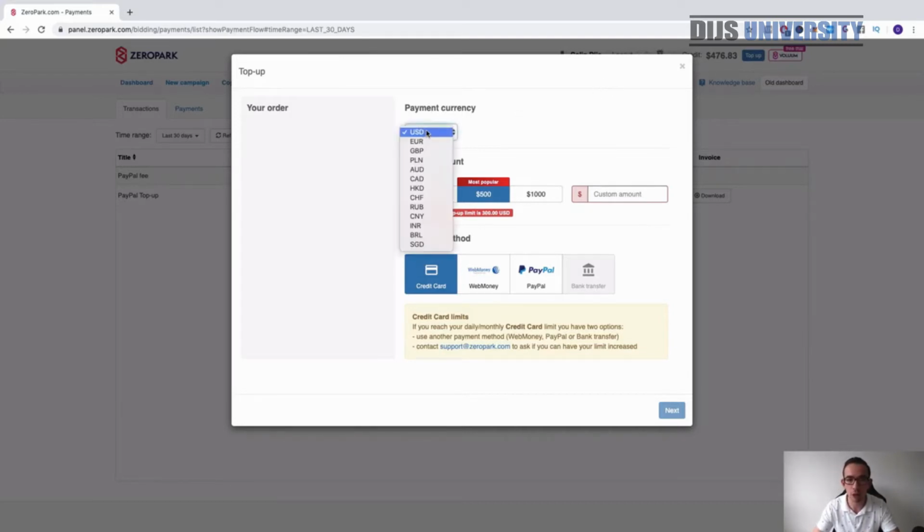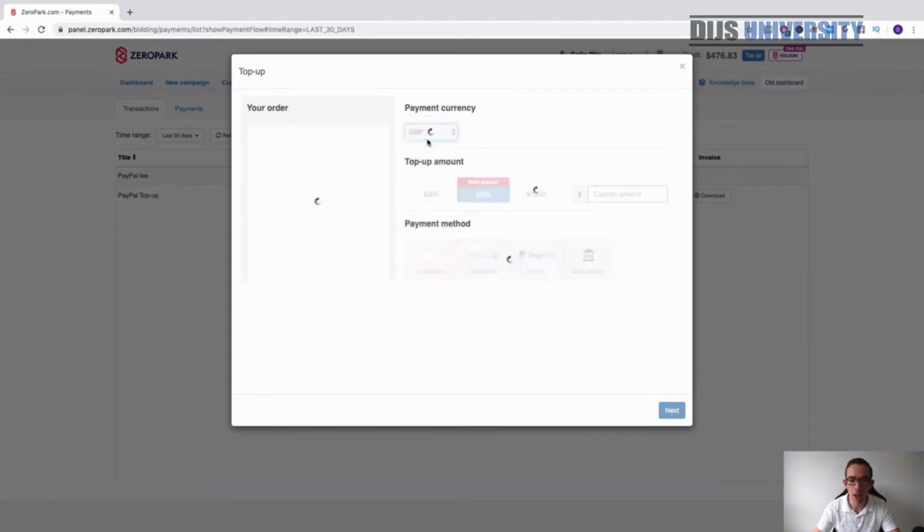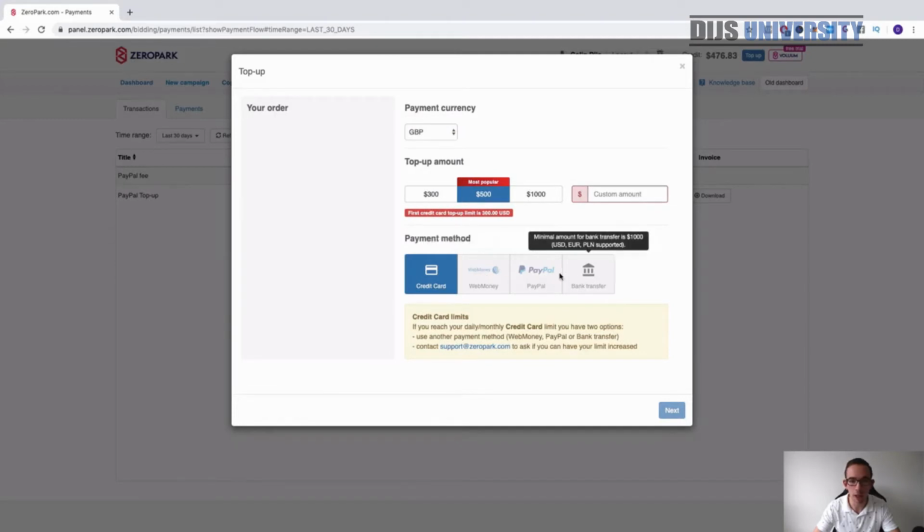So you can do several currencies, as you can see, US dollar, euro, pounds, Australian dollar, Canadian dollar, all kinds of different options there. If you choose a different option, then you can see some payment methods might not be available. So a bank transfer has a minimal amount of $1,000, USD, euro, or I think this is a Polish currency. No PayPal. PayPal only supported for US dollars. Web money, credit card. When you go to British pounds, something else changes. So no web money, only credit card. Unless you pay with US dollars, then PayPal is available.